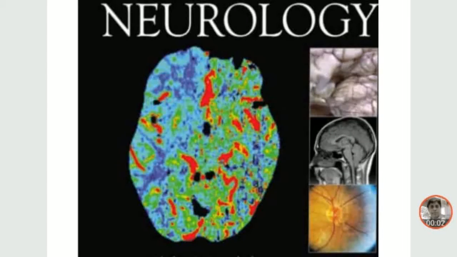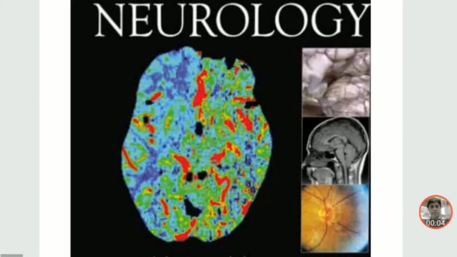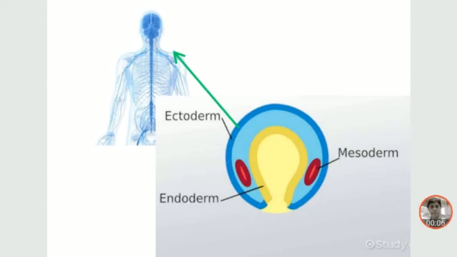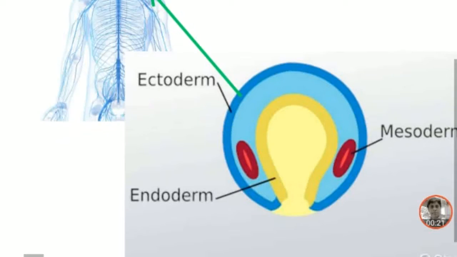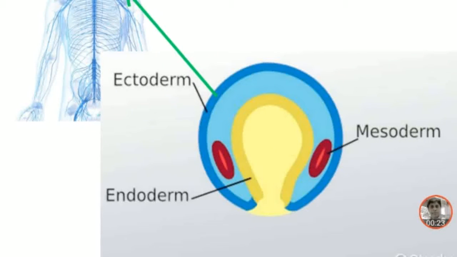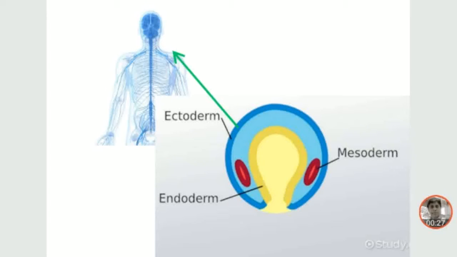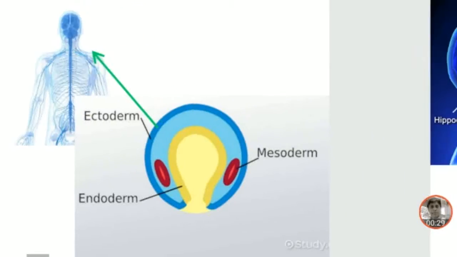Neurology is the study of nerves. The nervous system originates from the ectoderm. The embryonic germinal layers consist of three layers, namely ectoderm, endoderm, and in the middle, mesoderm. The nervous system originates from the ectoderm.